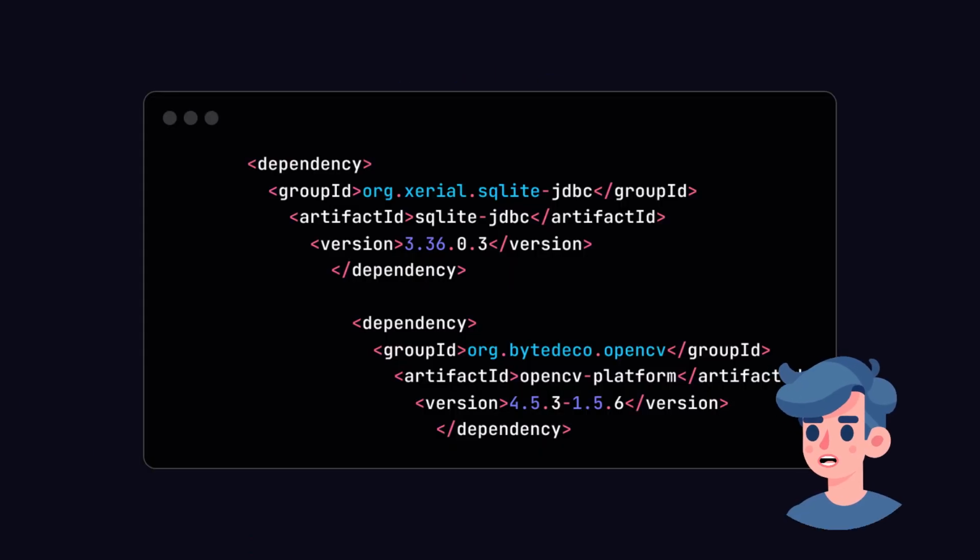Now, let's add the required dependencies to our project. For this example, we will download the JDBC SQLite driver and OpenCV libraries. Place the downloaded .jar files in your lib directory. If you're using Maven, you can add the dependencies directly in your pom.xml.